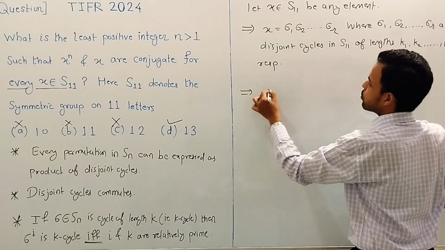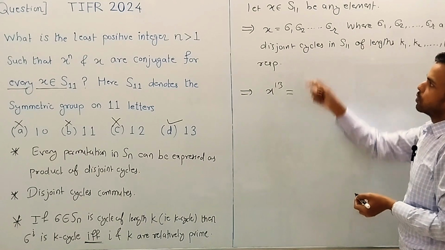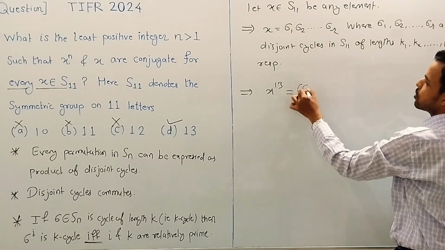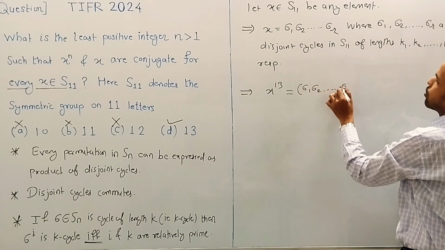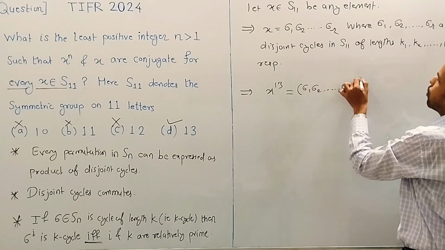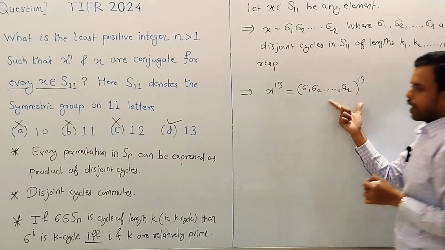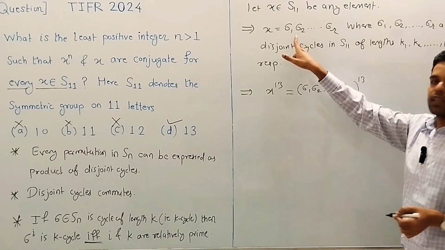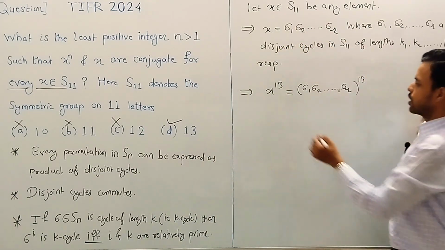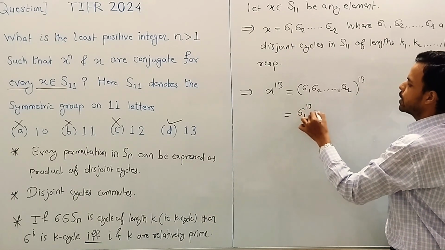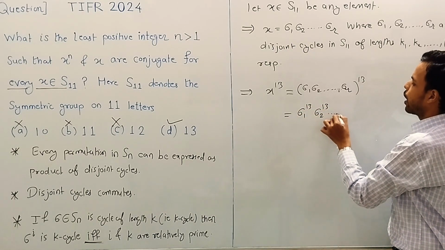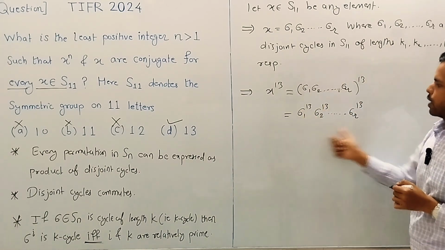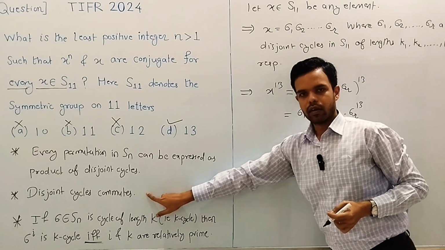Okay, now consider x to the power 13. Okay, so as x equals to this, so x to the power 13 will be power of this, that is sigma 1, sigma 2 up to so on, sigma r whole to the power 13. And as we know that disjoint cycles commute, so these sigma i's commute with each other. So this is nothing but equals to sigma 1 to the power 13, sigma 2 to the power 13, and so on up to sigma r to the power 13. Okay, because disjoint cycles commute.